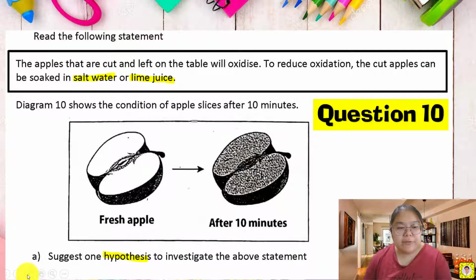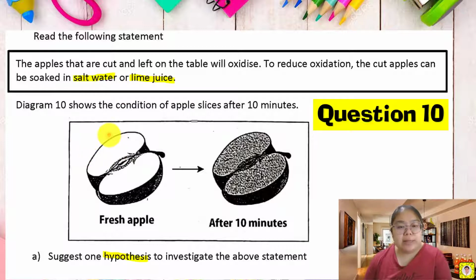Let's see the first part. We're going to see Question 10. Question 10 is an experiment question. We're going to see how to answer it. First, they say the apple, when cut and left on the table, will be oxidized. Now, to reduce the oxidation, the cut apples can be soaked in salt water and also lime juice.